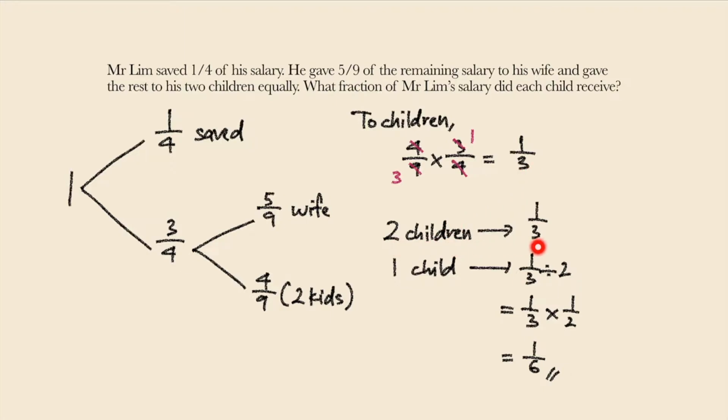Two children received 1/3. And since they were given an equal share, what's one child receiving? It's this 1/3 divided by 2, into two equal shares. So again, the prerequisite for this topic is you must be comfortable dealing with fractions. So how do you take 1/3 divided by 2? You take 1/3 times 1/2, and the answer is 1/6.